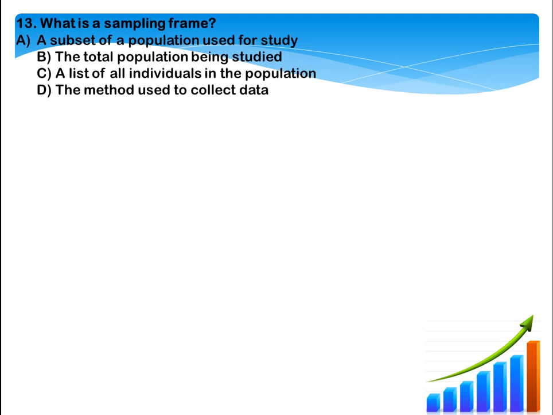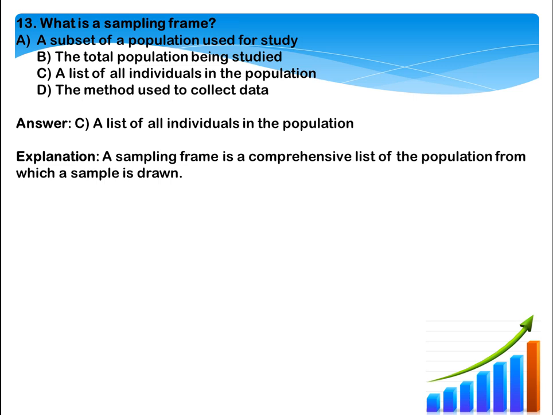13. What is a sampling frame? A. A subset of a population used for study. B. The total population being studied. C. A list of all individuals in the population. D. The method used to collect data. Answer. C. A list of all individuals in the population. Explanation. A sampling frame is a comprehensive list of the population from which a sample is drawn.